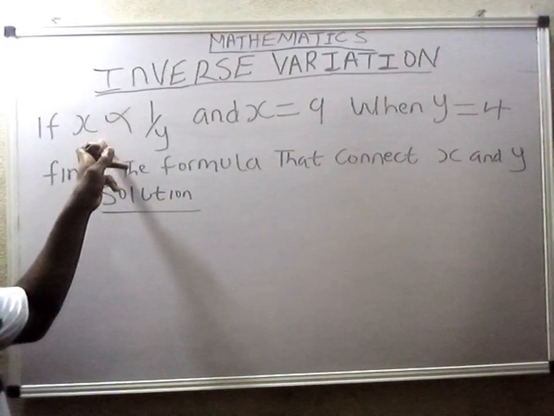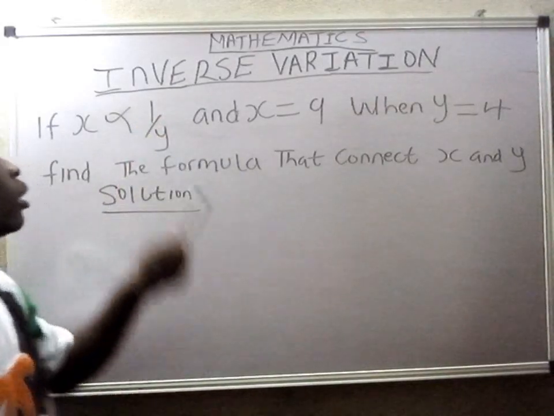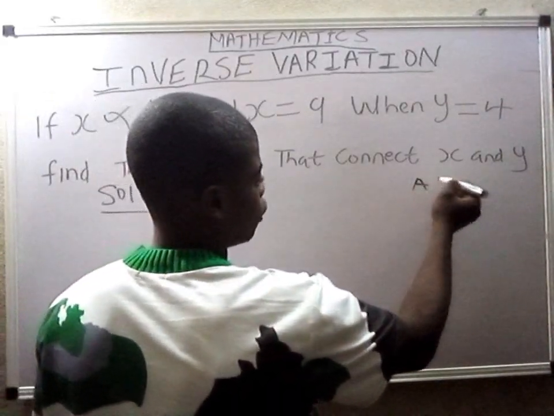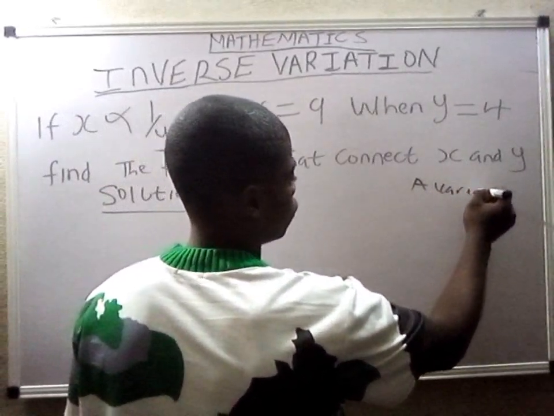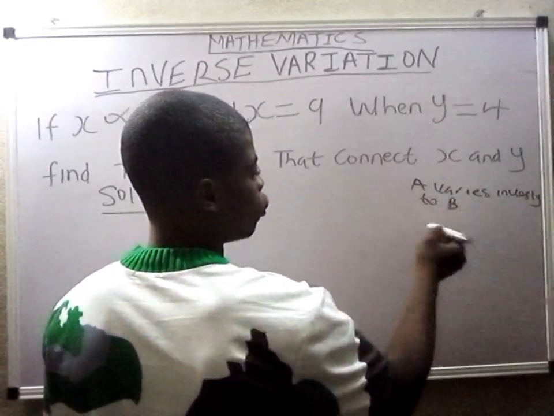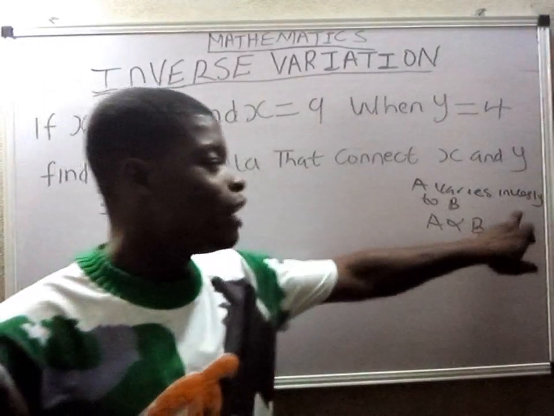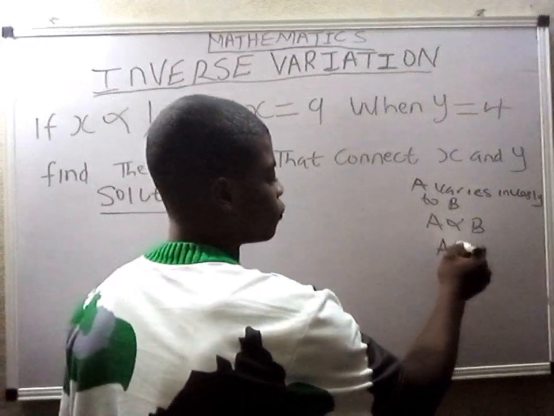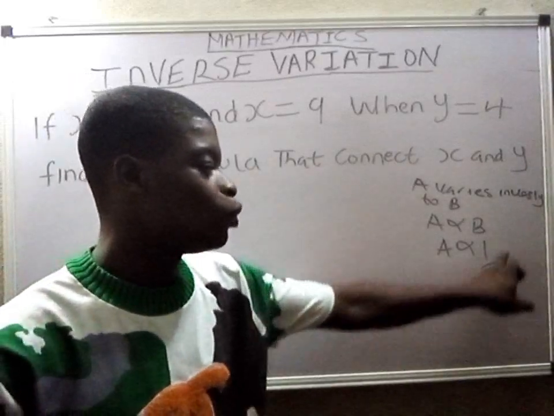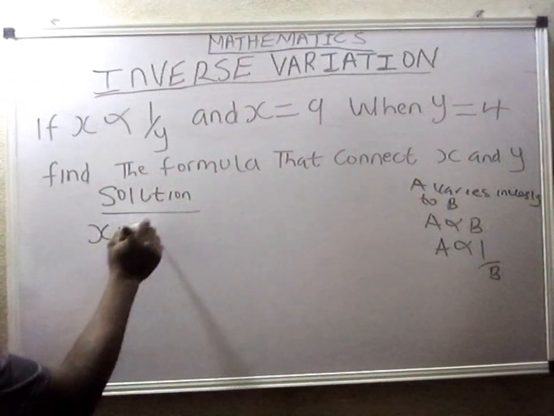If y varies inversely, it is 1 over y, because this is the sign for inverse variation. When you see that, given that a varies inversely to b. Remember, for direct variation it was like this, but for inverse variation it will be like this, because the word inverse means 1 all over. So that's why I'm putting 1 before the number. So we apply it here, say that x is 1 over y.